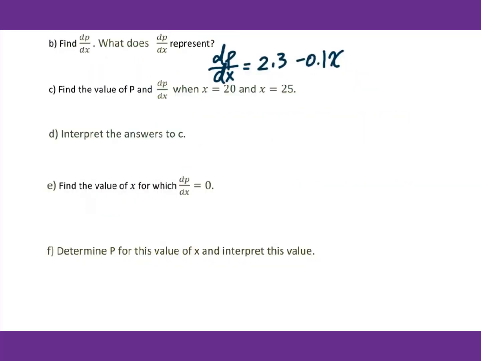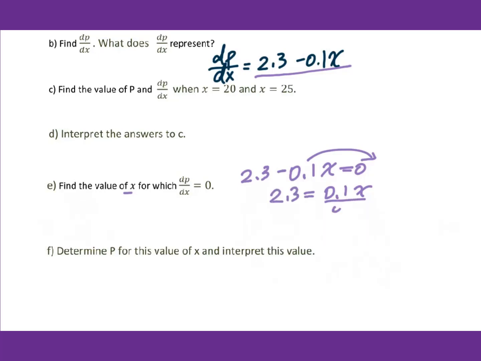Now let's go to E. Find the value of x for which dP by dx equals 0. So we will set up this equal to 0. Add 0.1x both sides. Then you divide it by 0.1 both sides. You will get x equals 23.